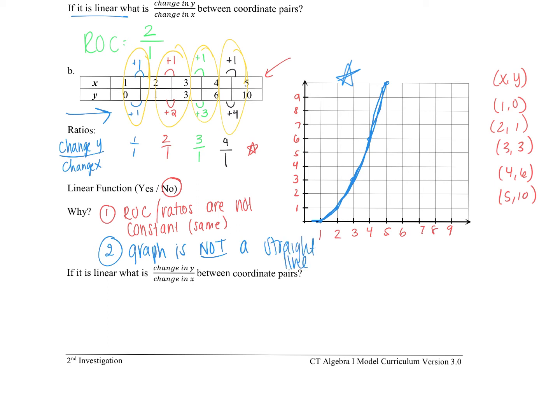Okay? And then this says, if it is linear, what is your change? You had told me it's not linear, so you can just put NA. There is no rate of change here. There's no constant rate of change. Okay? All right, and then we're going to do one more together, so pause if you need to copy this down. I'm going to do one more, and then you're going to try and do the rest on your own.